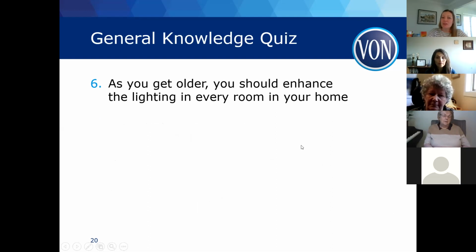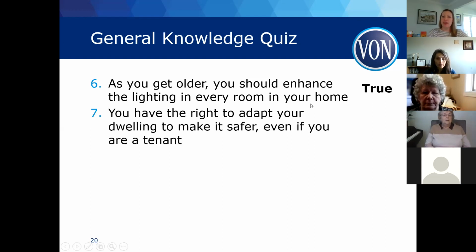Number 6, as we get older, we should enhance the lighting in every room in our home. True. That is true. Number 7, we have the right to adapt our home to make it safer, even if we are just a tenant or renting. True. The landlord may put up some red tape around it and say perhaps you have to pay to have it installed and then pay to have it taken down and restored the way it was when you leave. But it is your right.